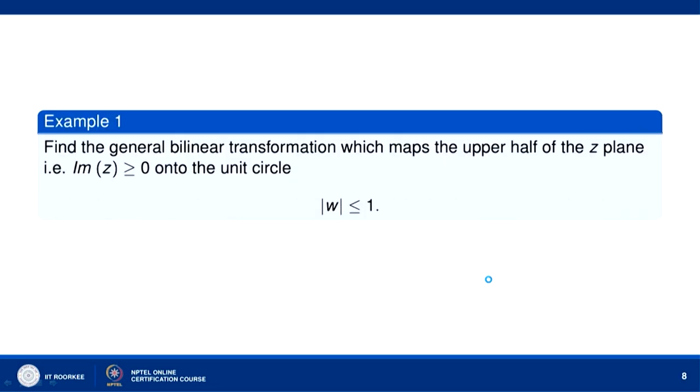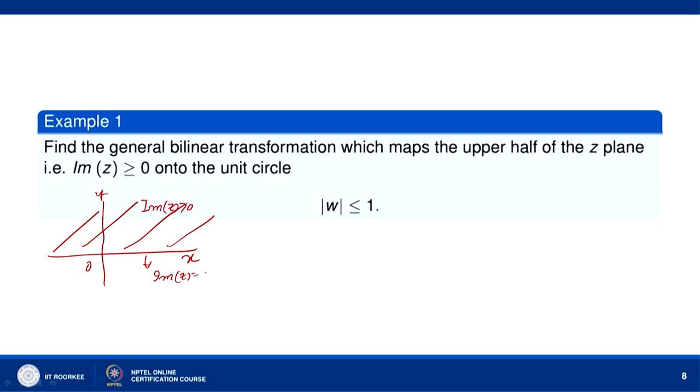Now, let us find the general bilinear transformation which maps the upper half of the Z plane, that is imaginary part of Z greater than or equal to 0. The boundary of the upper half of the Z plane is the real axis. On the real axis, imaginary part of Z is equal to 0. So, we want to map it onto the unit disk in the W plane.